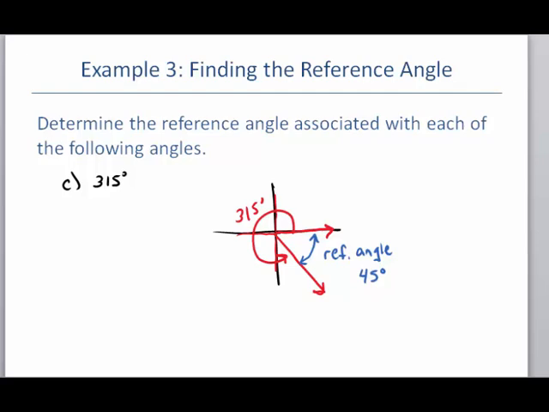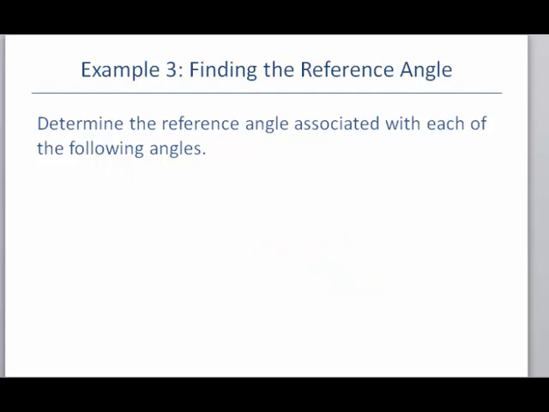Now, we can also look at reference angles in terms of radians, which I did not do in my example. So we're going to do one radian example. So let's do that real quick. So what if our angle was 4 pi over 3?